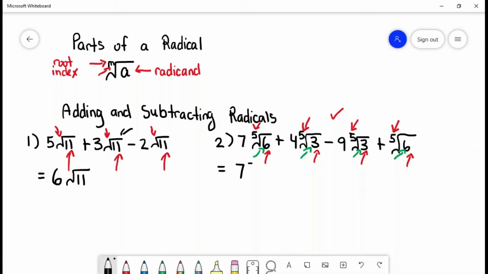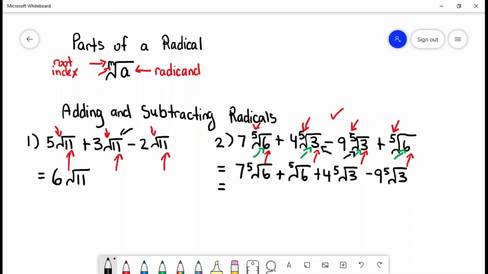So this would actually be 7 root 6 with root index of 5 plus root 6 with root index of 5. As you can see, I'm just combining the like terms here because both of these have the same root indexes and they both have radicands of 6. Now I'm going to do the same thing, because as you can see here, you have like terms again with this 4 root 3 and negative 9 root 3 as well. So I'm just going to take that and also write them together so we can combine them. Now we can carry out our simple addition and subtraction just as we would.